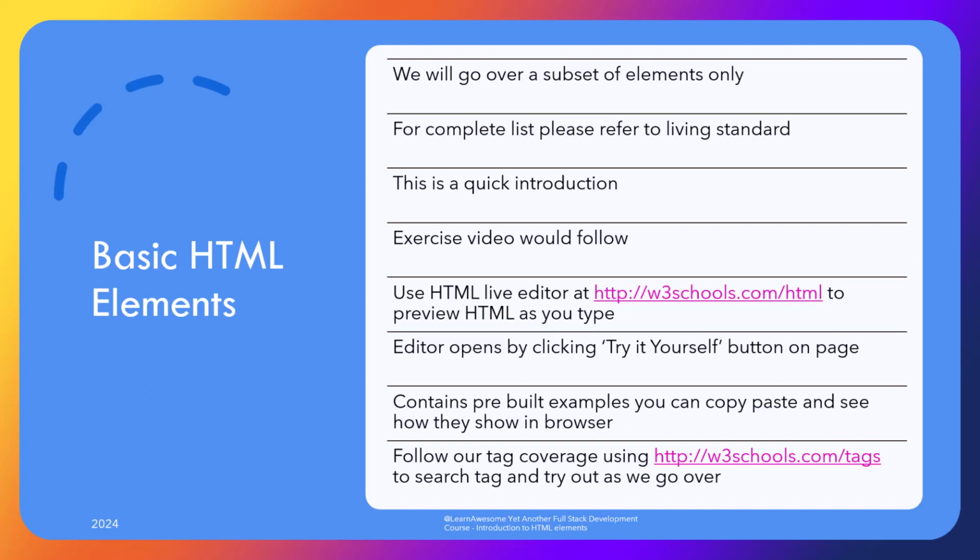w3schools.com/html. This website has a feature where you can try out HTML editing in an online browser and see the results, or just try out existing examples for each type of HTML element. They have pre-built examples you can copy paste in the editor too. I would highly recommend typing by hand, but this is a shortcut in case you're not interested. For the sake of time, I would go over a subset of elements only, but that website has a comprehensive list which you can keep trying even when I am finished.